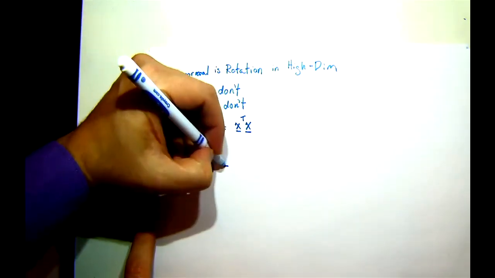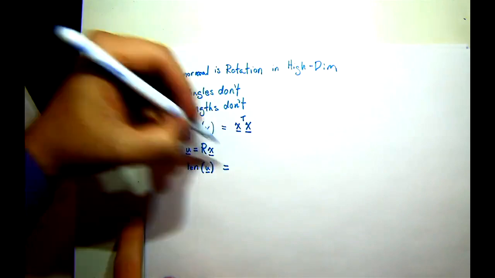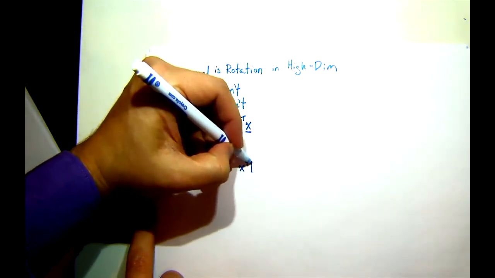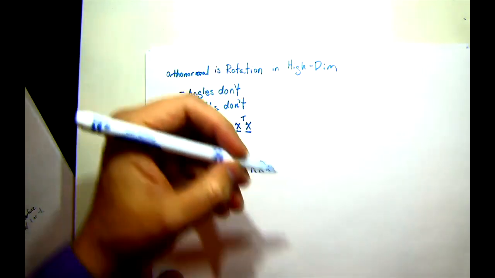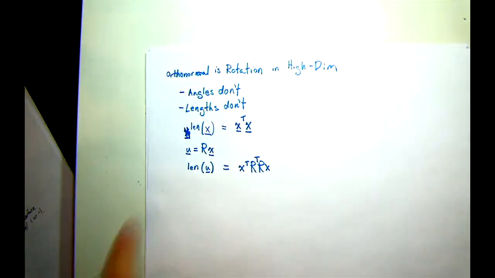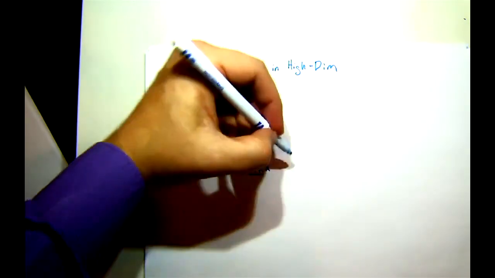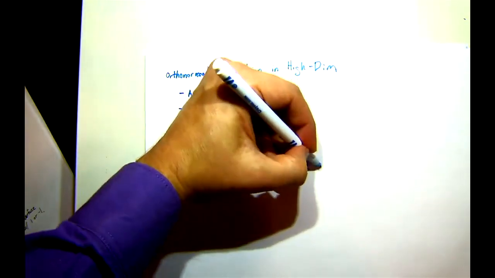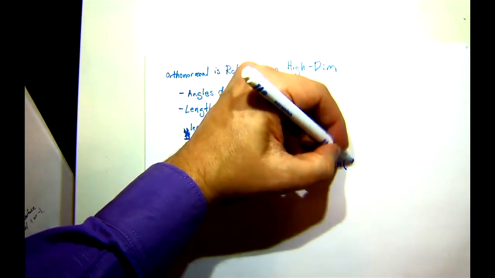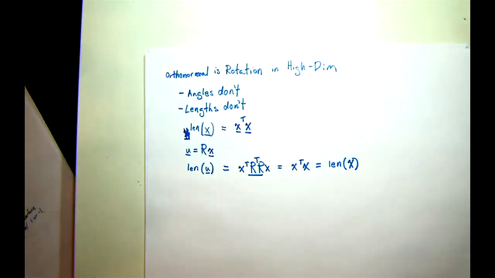So the length of u, that's a vector, is equal to, this is just substituting in the various things. We missed a transpose. Now, as we said, R transpose R, because we're orthonormal, is going to be the identity. If that's the identity, we end up with something which is equal to the length of x. So lengths don't change. That's easy enough to prove.